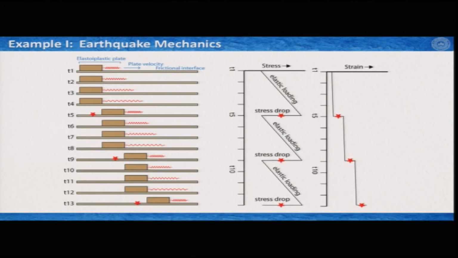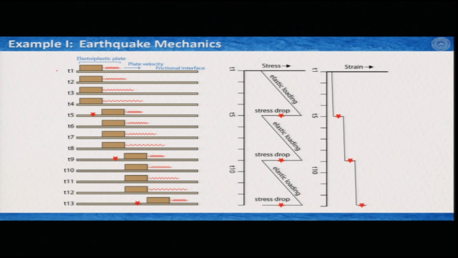So, what we see here, I have tried to provide an illustration. What we are considering is that this spring and the friction block together form the elastic plate. The pull I am applying to this spring is the plate velocity, and this frictional interface is your contact between continental plate and oceanic plate.